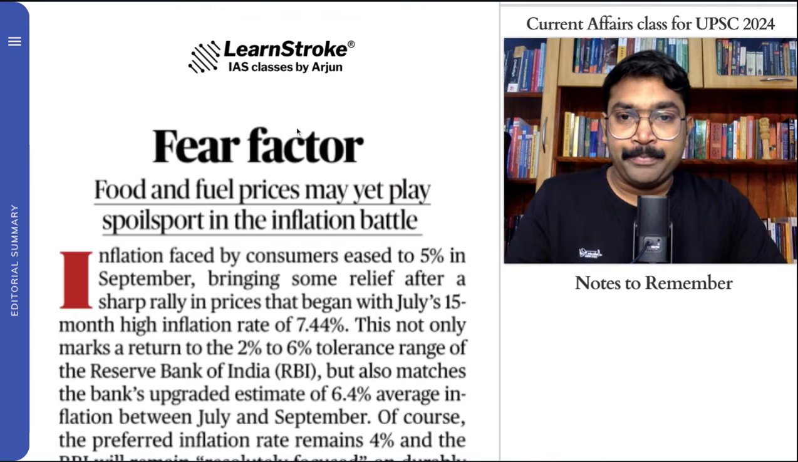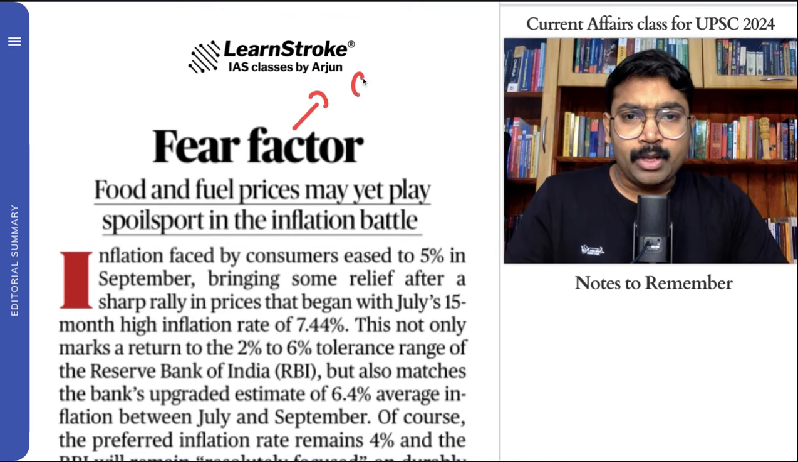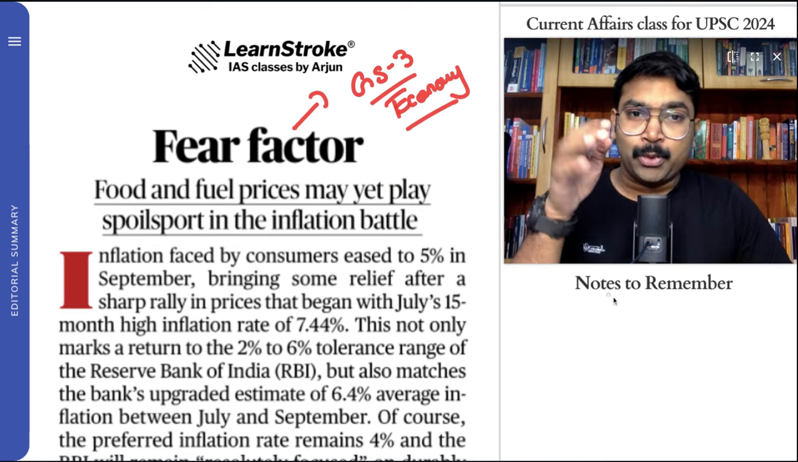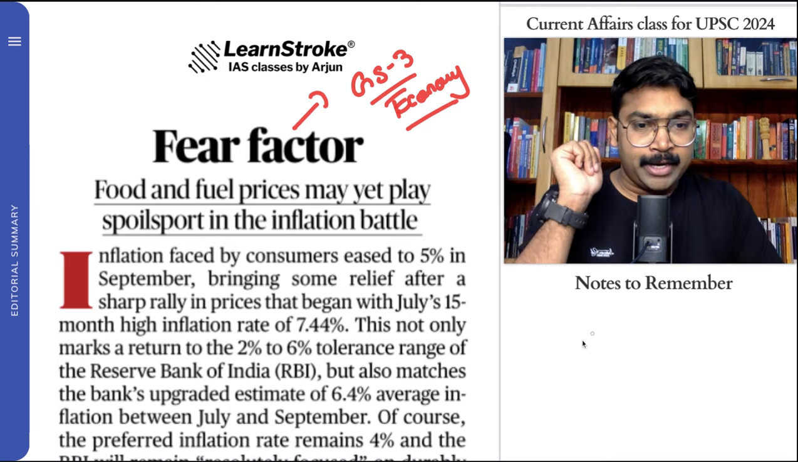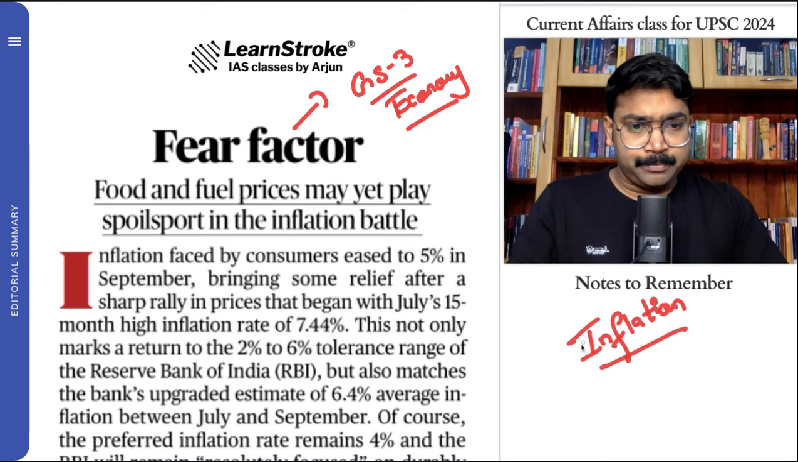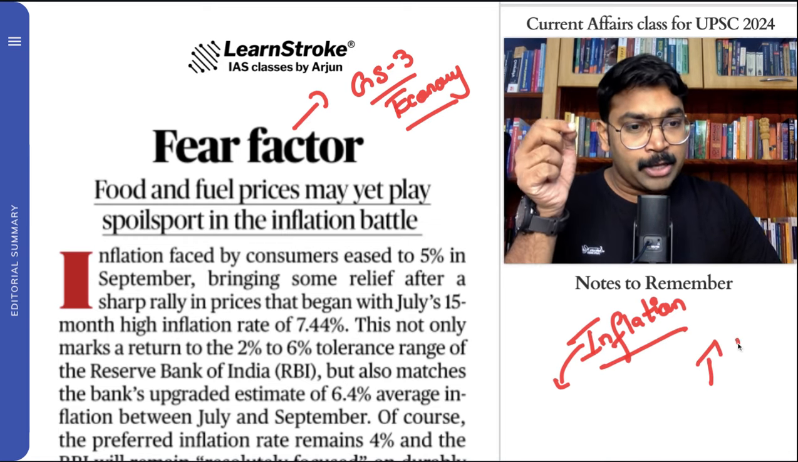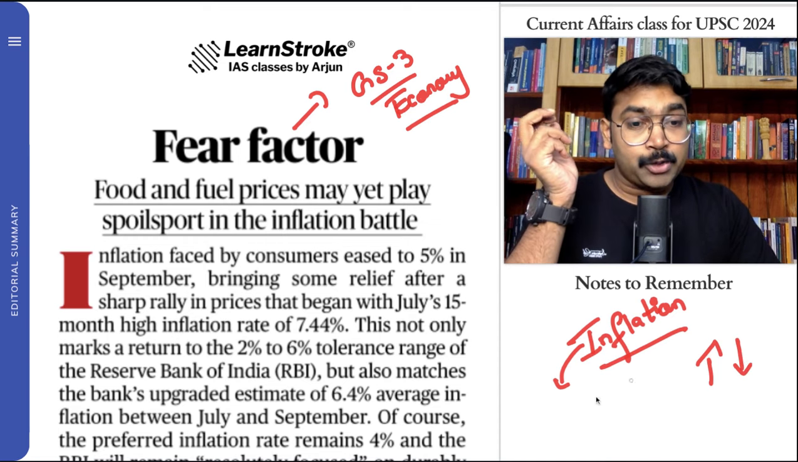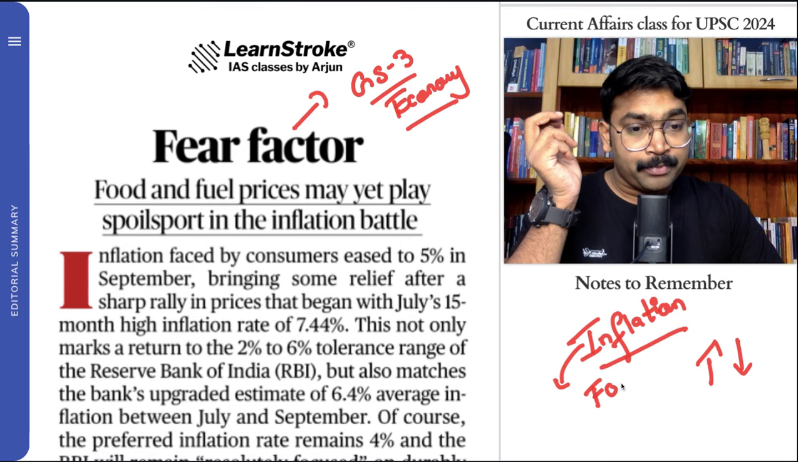Here we go. The first one, it's the fear factor. It clearly talks about GS paper 3 economy perspective, because this is an area where every time you see the editorial, you'll get a lot of editorials regarding inflation. It's a very classic topic in economics, and very important for UPSC prelims as well as mains. In prelims, normally you get this question. You know that inflation means prices increasing, and deflation means prices decreasing.